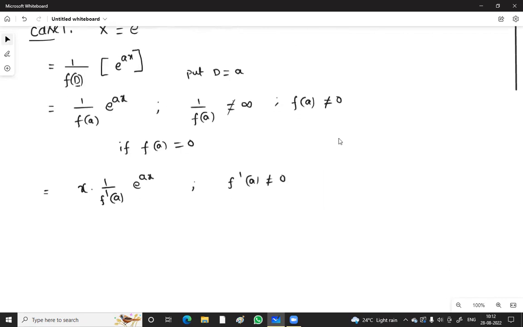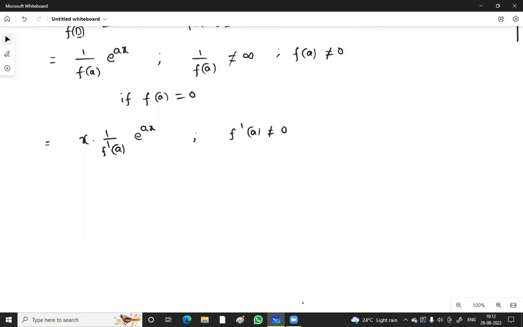If f dash a is equal to 0, then you have to multiply with x square, and 1 over f double dash D you have to calculate, then put D is equal to a, into e power ax. That's it, this is the output. Again here also is the case that f double dash a should not be equal to 0. It means this will repeat with x square, x cube, like that, till you get the denominator not equal to 0.